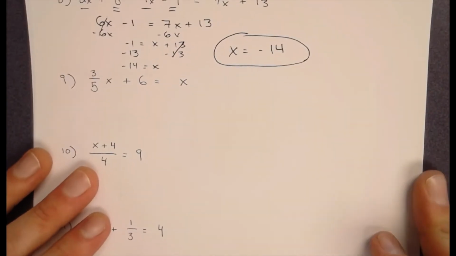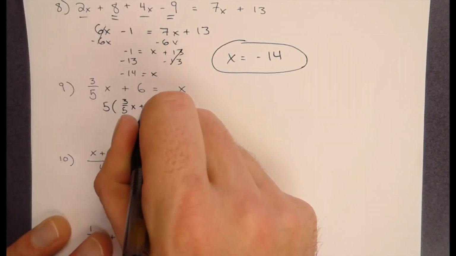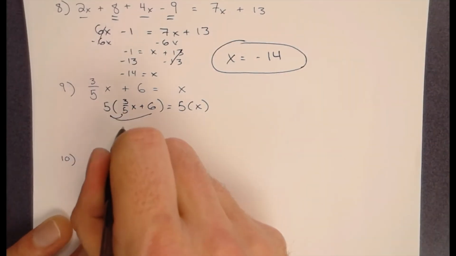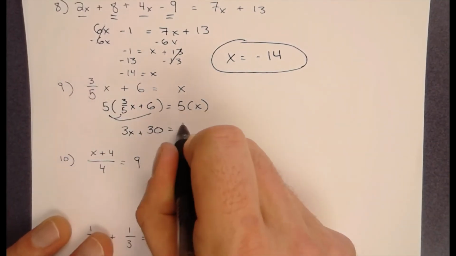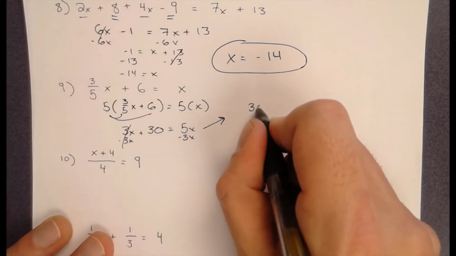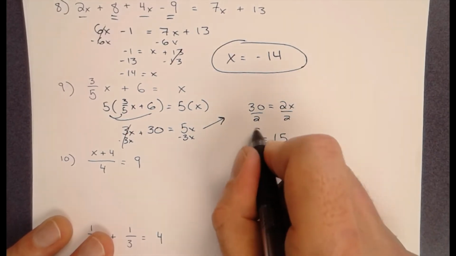I'm going to go pretty fast through the rest of this. Let's use the fraction trick, multiply everything by 5. So we get 3x plus 30 equals 5x. Subtract 3x from both sides, divide both sides by 2, x equals 15.